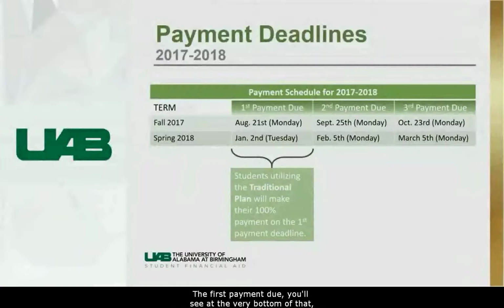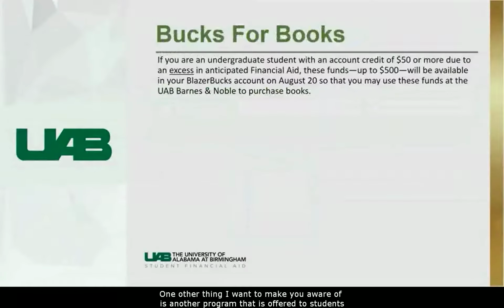The first payment due, you'll see at the very bottom of that, says students utilizing the traditional payment plan will make their 100% payment on that first payment deadline. So that's where you would actually pay your entire account balance if you chose not to participate in the Blazer Flex Plan. And again, these deadlines are all posted on the academic calendar, or an easy website for you to go to would be uab.edu/when-to-pay.